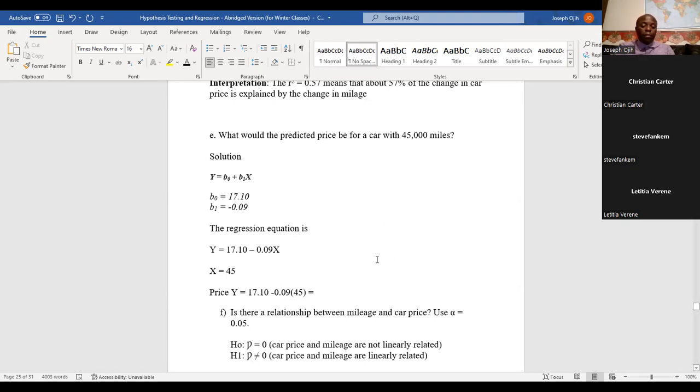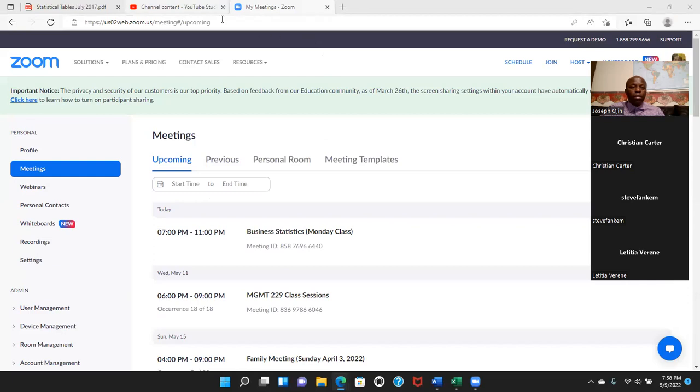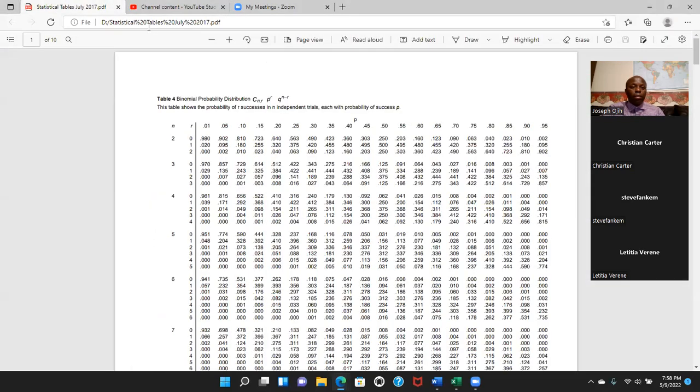So I'm going to get it from the calculator. Now, to get it from the calculator, we need to find the calculator, download the calculator. And there's a free calculator you can use. It's called, okay, I think we can get it from here.